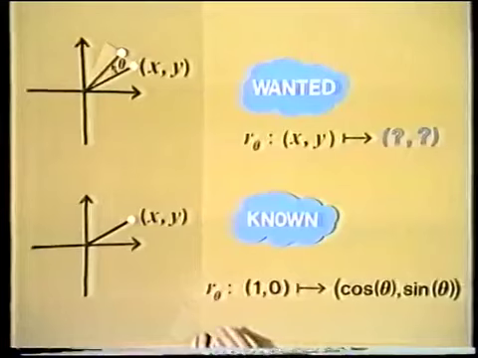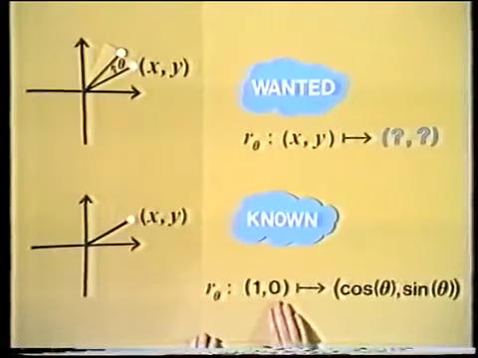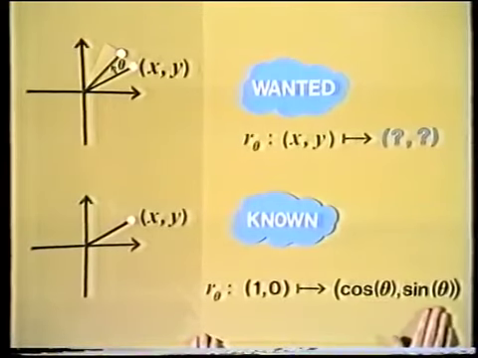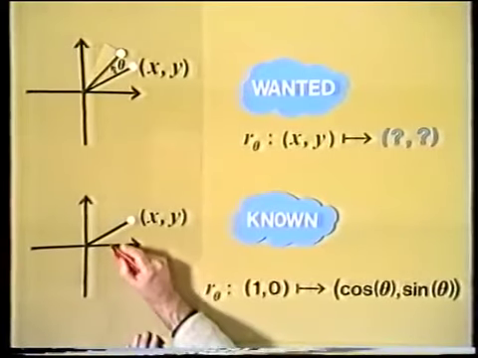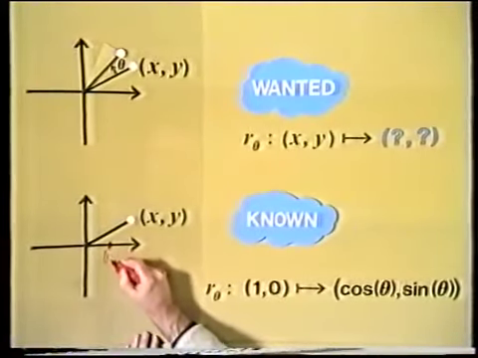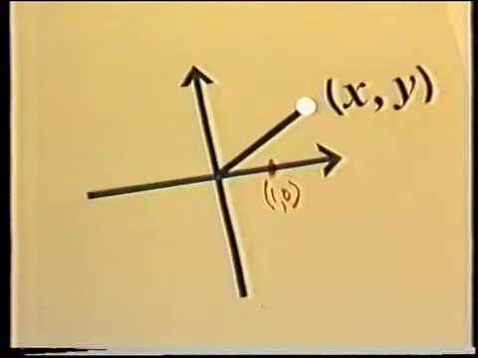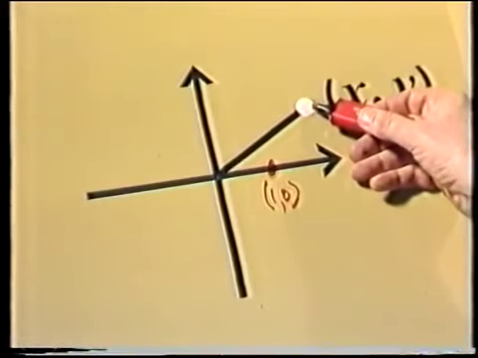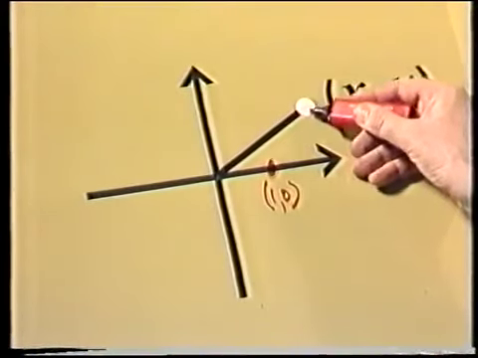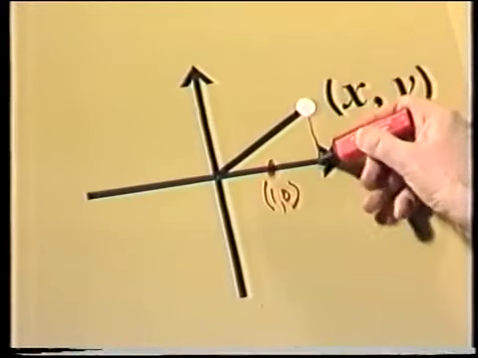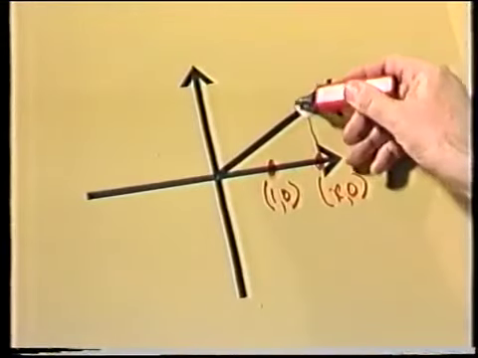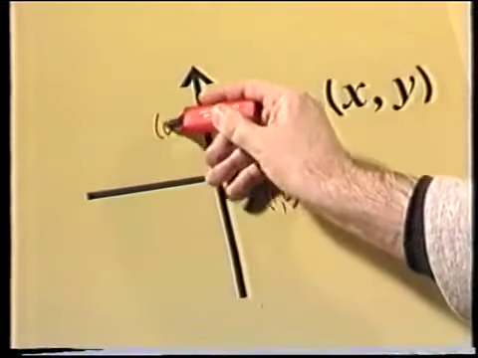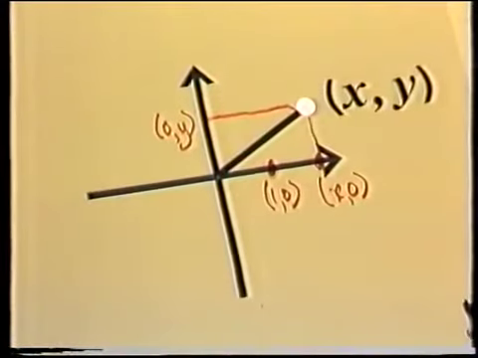Well, what do we know? We know that r theta maps 1, 0 to cos theta sine theta. Well, how can we make use of this? Well, 1, 0, it's on the x-axis. And perhaps we should look at other points on the x-axis. Well, the point we're dealing with is the point xy, and that's related to the point x0 on the x-axis, and also to the point 0y on the y-axis.